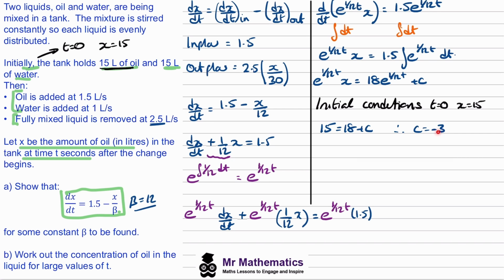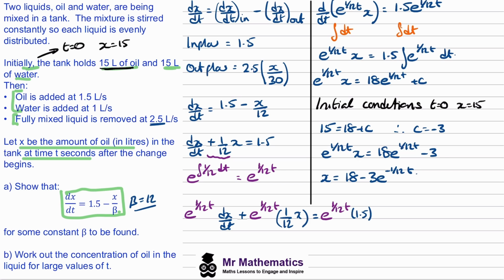And then we can substitute this constant back into our equation here. And then to make x the subject, we'll divide both sides by the exponential term. These two will cancel, and we'll have a negative power with this 3. So now we've got our model for how the amount of oil in the tank changes with respect to time.